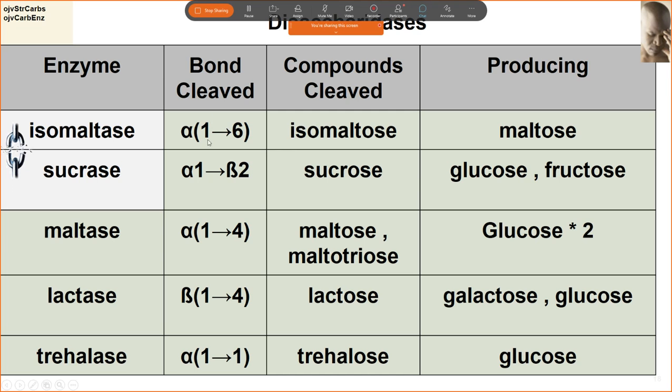Isomaltase breaks the alpha 1,6 bond. You don't really need to memorize these. You need to know what they do. The bond cleavage, for example, the compound that it cleaves is isomaltose, and it produces maltose, whereas sucrase cleaves sucrose and makes glucose and fructose.